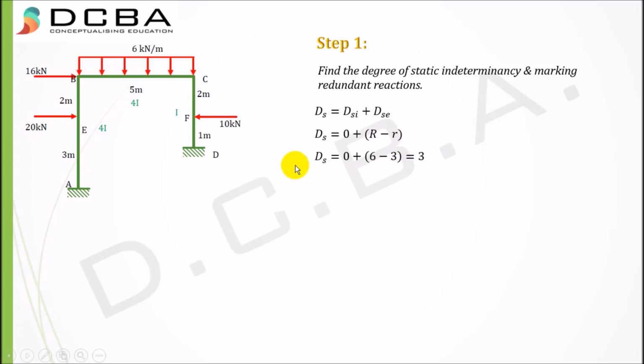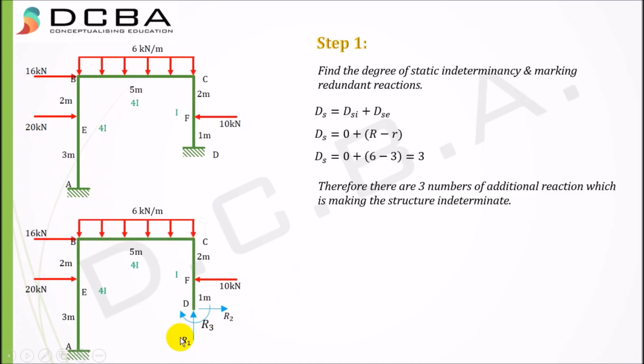What this DS suggests is that it has three additional external reactions due to which this structure has become indeterminate. If I remove these three additional external reactions, my structure will become determinate again. You can remove any three reactions, as we have 6 in total. I'll be removing these three reactions, and thus my frame becomes determinate again with a fixed end here. The three reactions would be R1, R2 and R3. I've chosen the sign convention as upward positive, rightwards positive and clockwise positive. You can choose any sign convention; if you get the answer as negative, the direction will change.